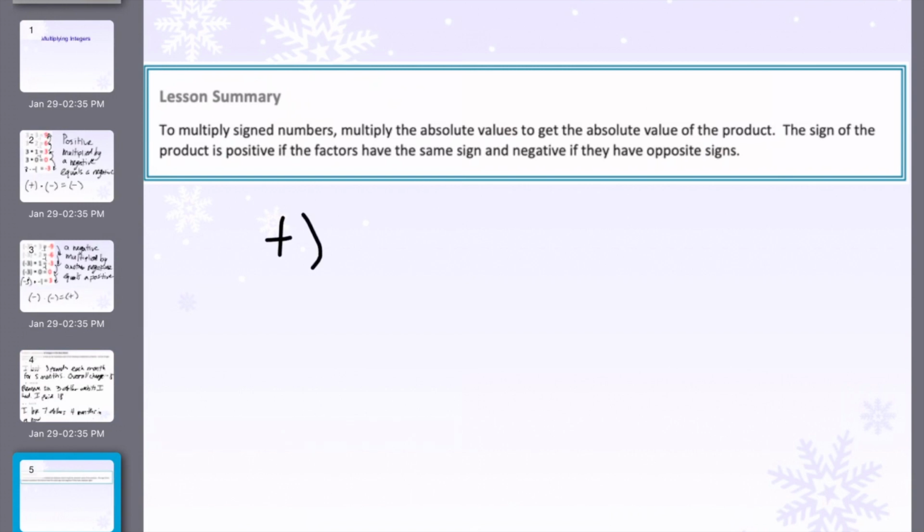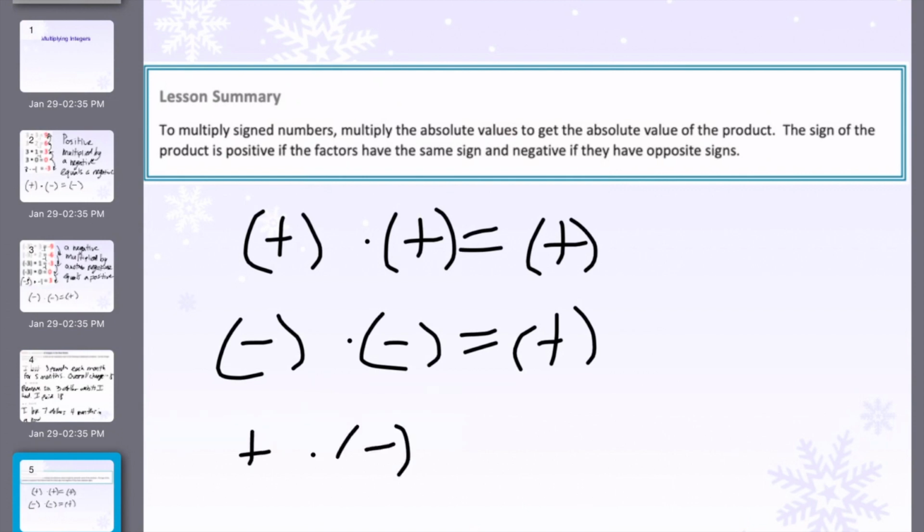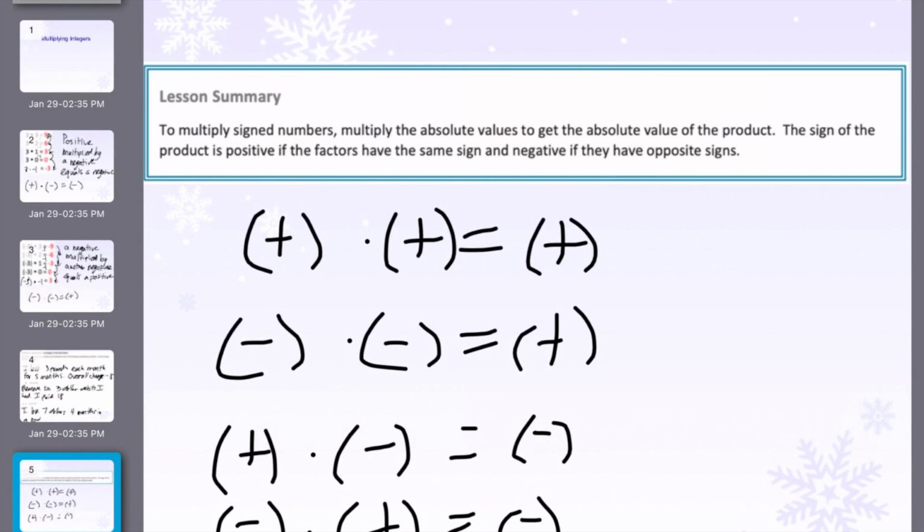If I have a positive times another positive, that's going to give me a positive. If I have a negative times another negative, that's also going to give me a positive because they are the same sign. If I have a positive times a negative, it's going to give me a negative. And if I have a negative times a positive, that is also going to give me another negative.